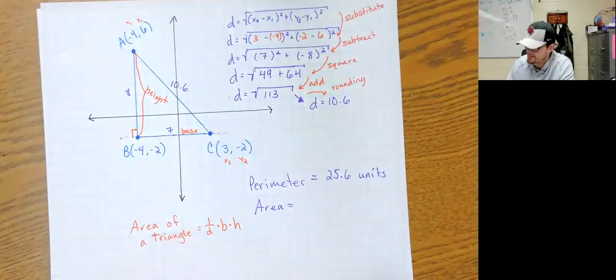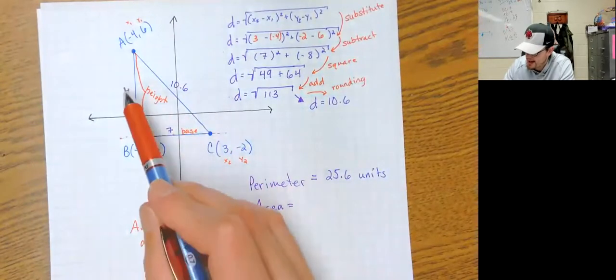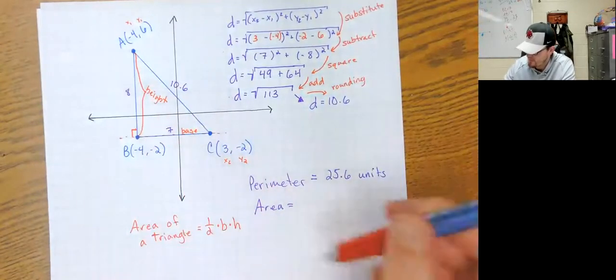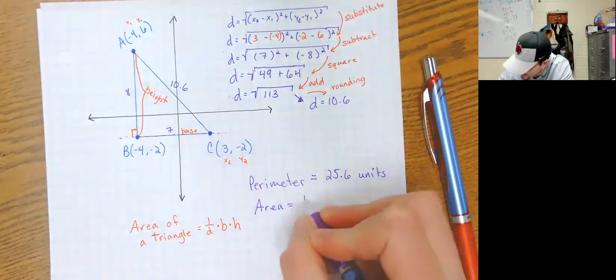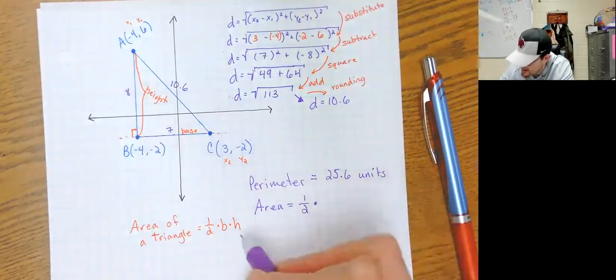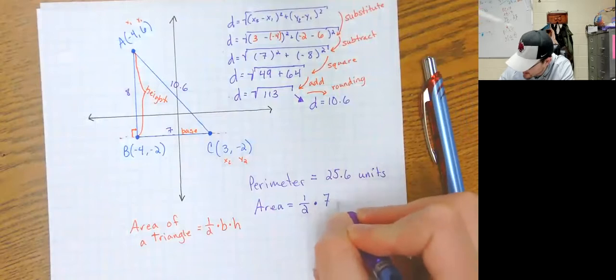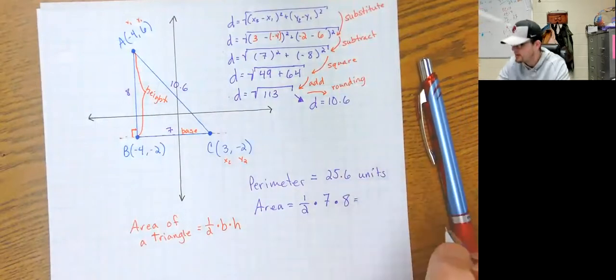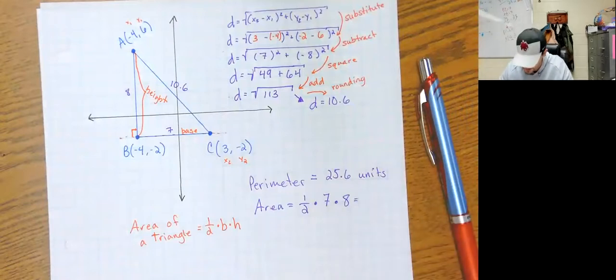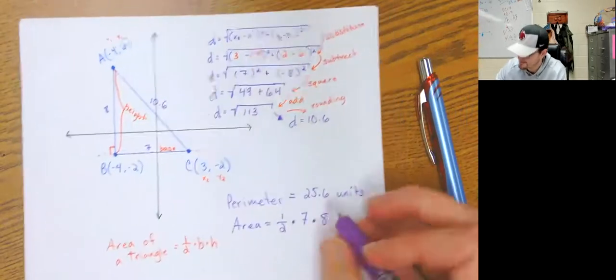All right, so if my base is this and my height is that, we are going to get this formula and substitute in. So we're going to get area equals 1/2 times the base, which is 7, times the height, which is 8, and 1/2 times 7 times 8 is 28.